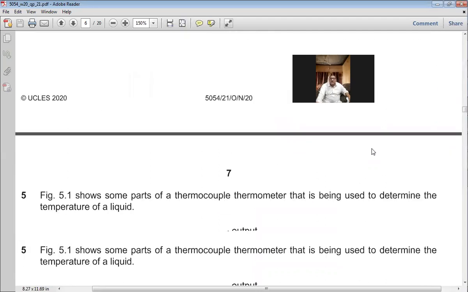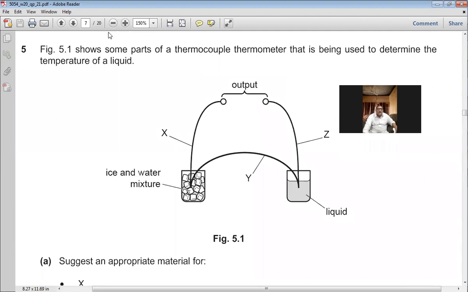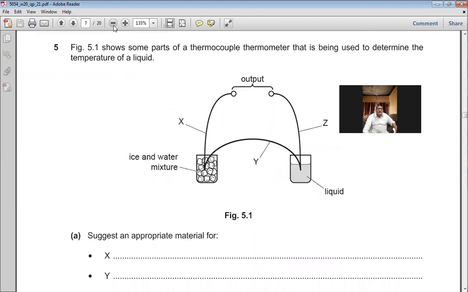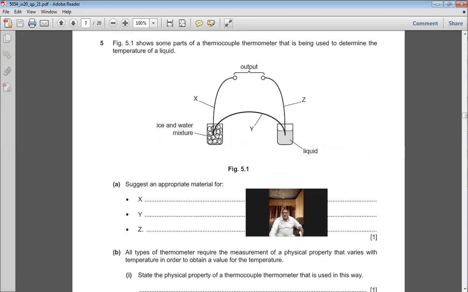The next question is on your screen. Let me reduce the size so you can see the whole thing clearly. The question is very simple. Figure 5.1 shows some parts of a thermocouple thermometer that is being used to determine the temperature of a liquid. Here, this is the thermocouple, this is the liquid, and this is an ice and water mixture. We call it the cold junction, and this is the hot junction.